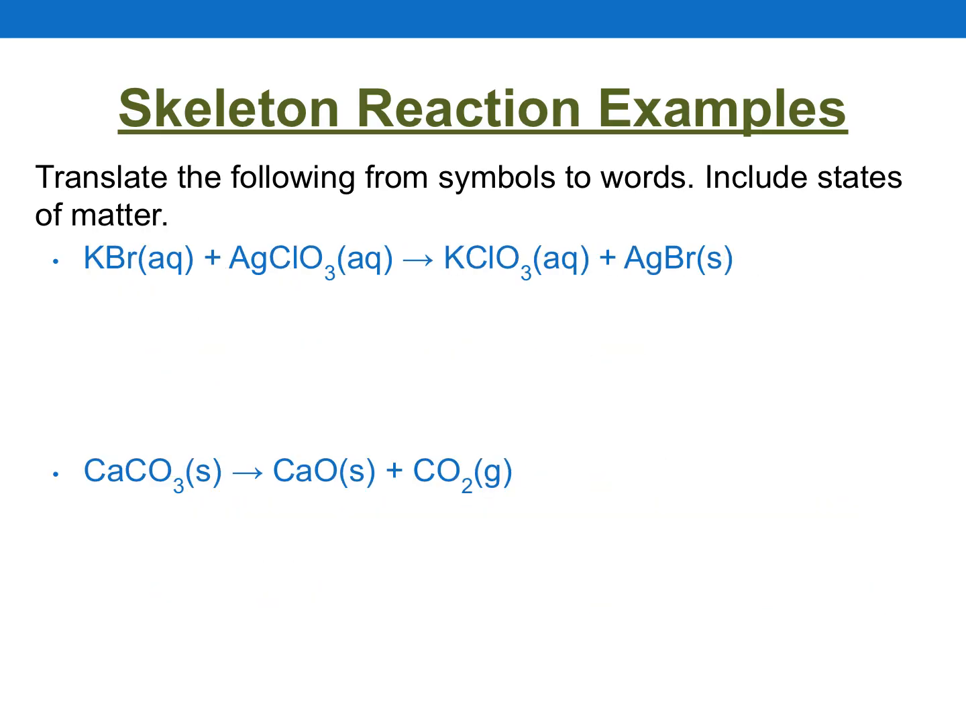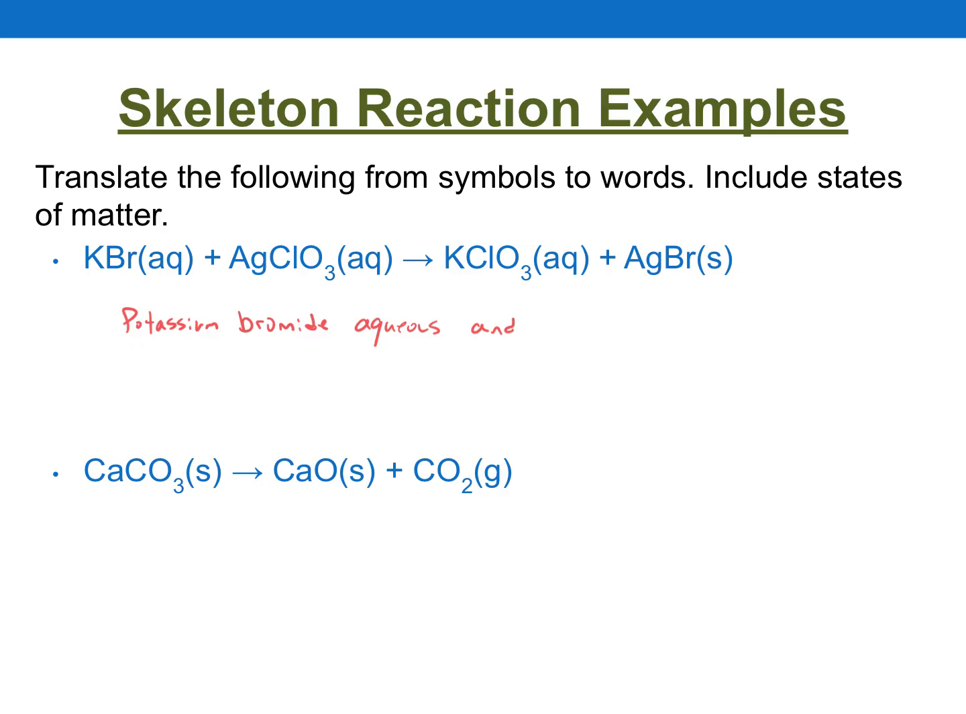The last thing we're going to do is translate from symbols to words. So I've got a chemical reaction in symbol form, and I need to translate it to words. Make sure I include the states of matter. So this first one is KBr. This is potassium bromide. Because it's just bromine, it drops the ending and adds -ide. So potassium bromide, and I can put aqueous as the first word or just after it, it doesn't really matter.